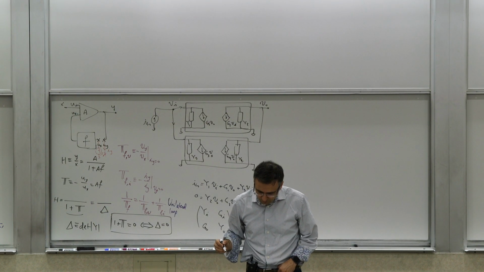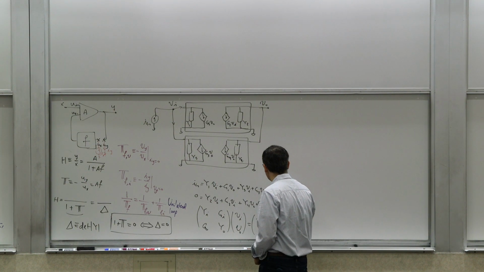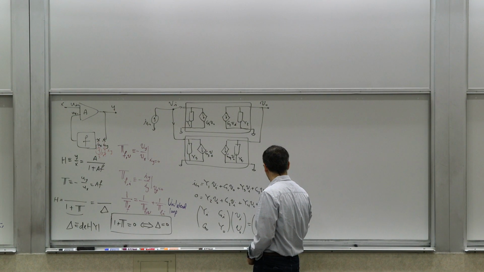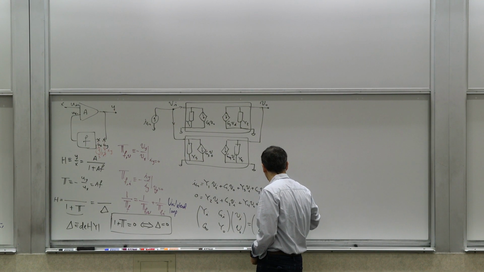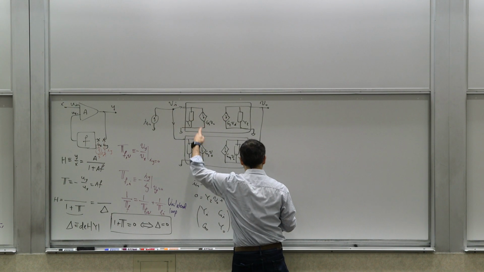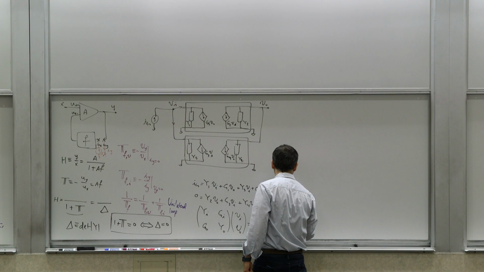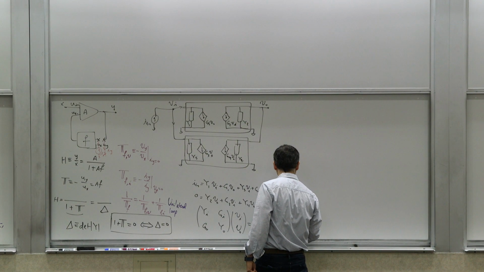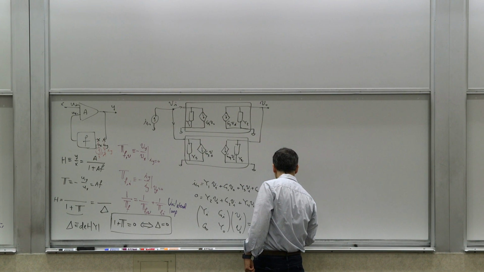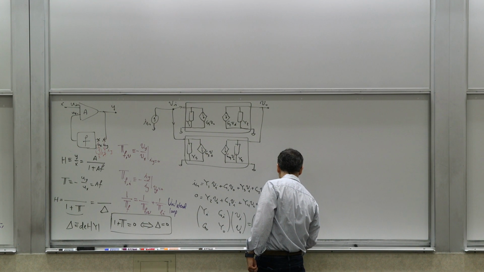And what we mean by these are defined as, so YI is basically the sum of these 2 admittances. YI is Y1 plus Y3. YO is Y2 plus Y4. GI is G1 plus G3. And GO is G2 plus G4.